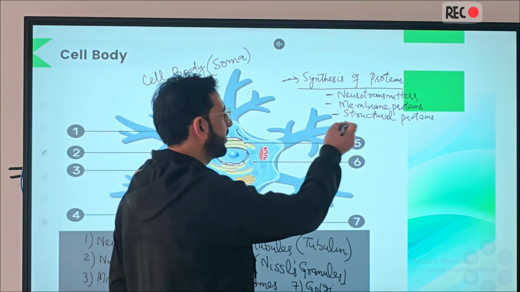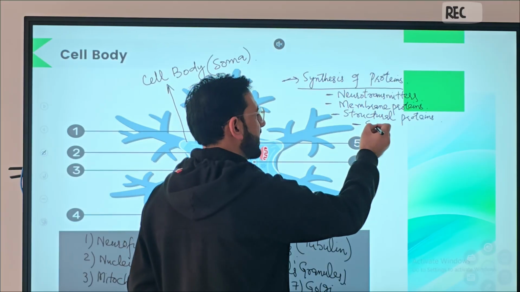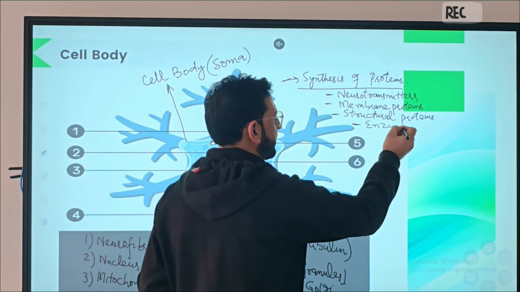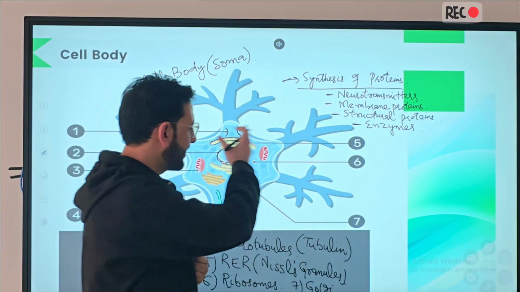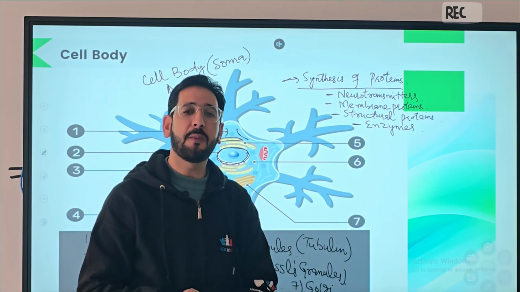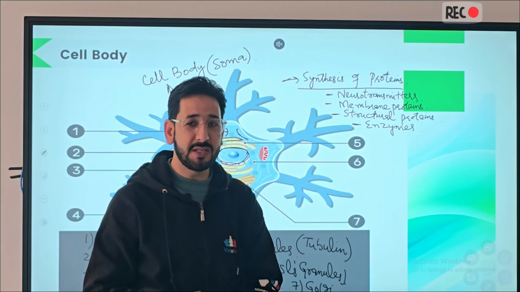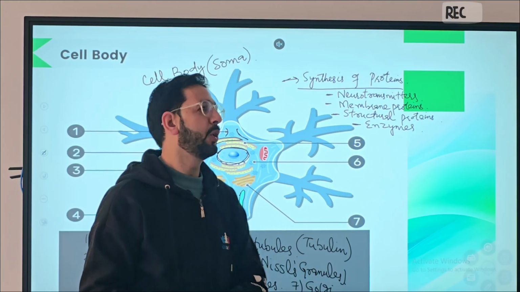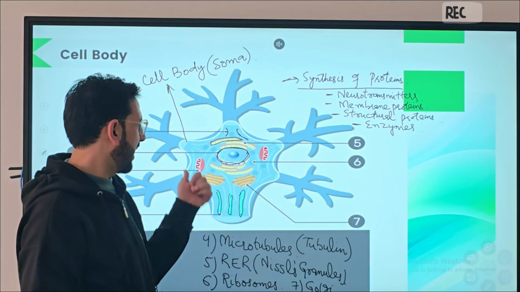The next important thing that can be synthesized there are the enzymes. Enzymes that are utilized for different metabolic processes inside the neuron cell body or inside the neuron can also be synthesized here.